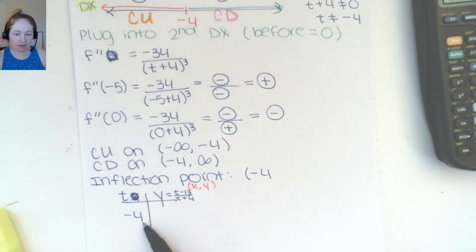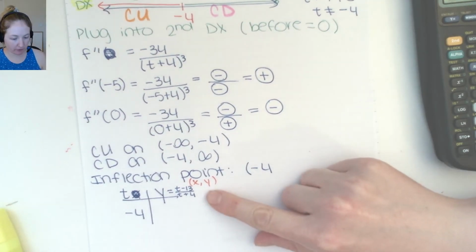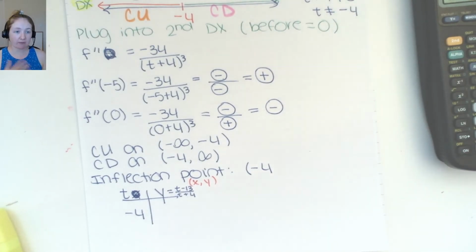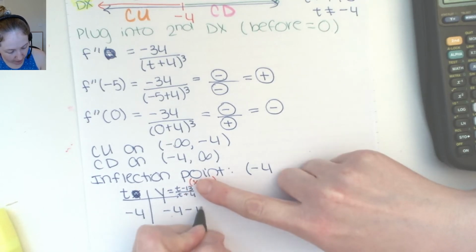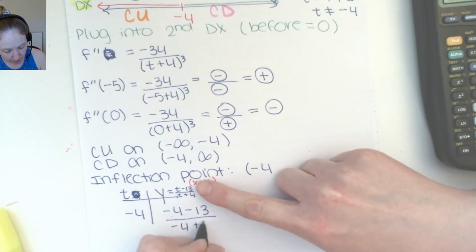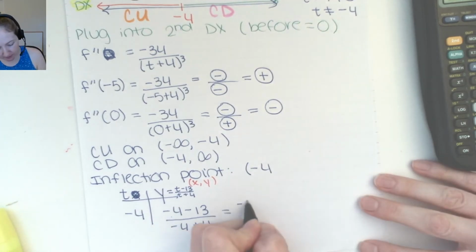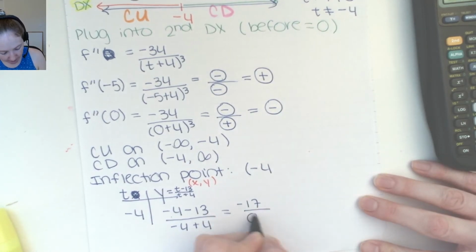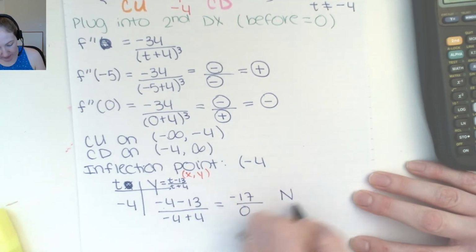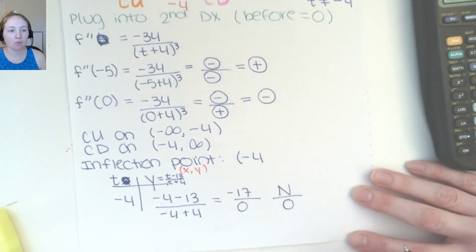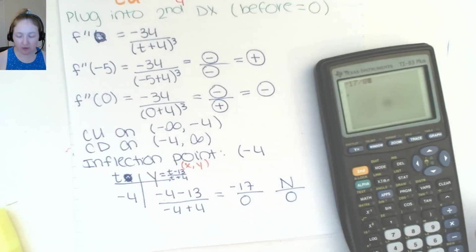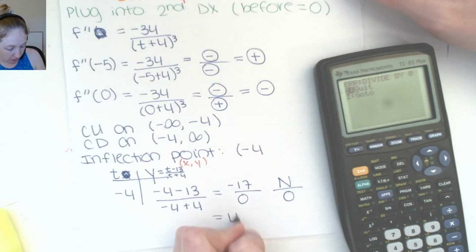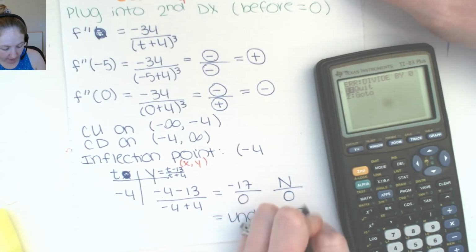All right, so I'm going to take my negative 4 and plug it into my original function. And I'm doing this because I'm thinking that I have an inflection point. So if I plug in negative 4 for t, I have negative 4 minus 13 over negative 4 plus 4. That gives me negative 17 over 0. And that is a no. And what is a no? Well, if you put this on your calculator, the negative 17 over 0 is going to give you an undefined number. So this number, negative 17 over 0, is undefined.